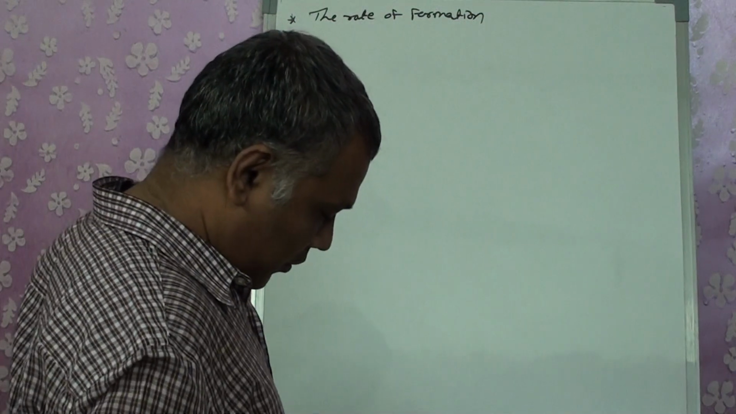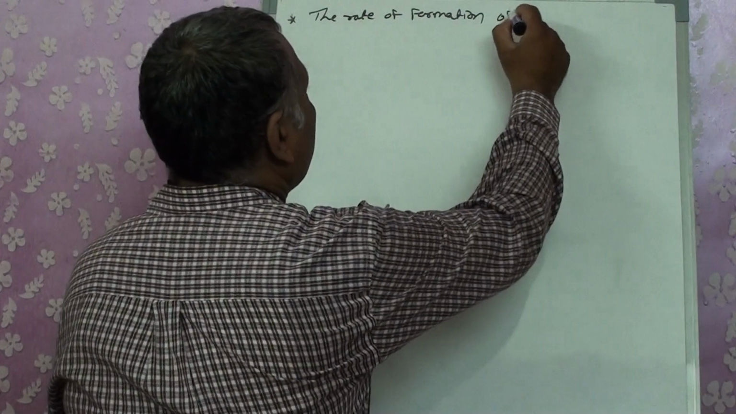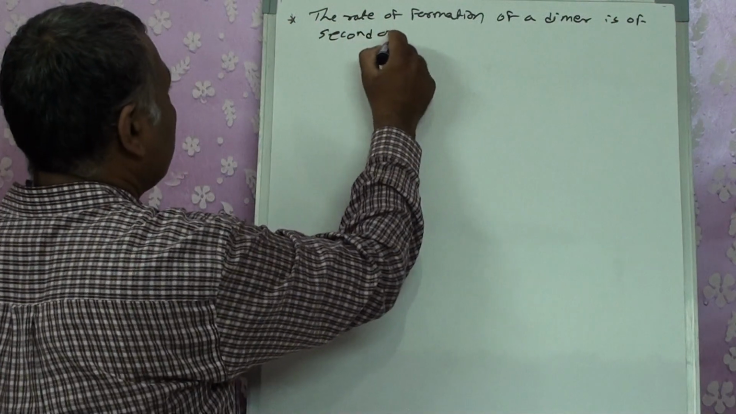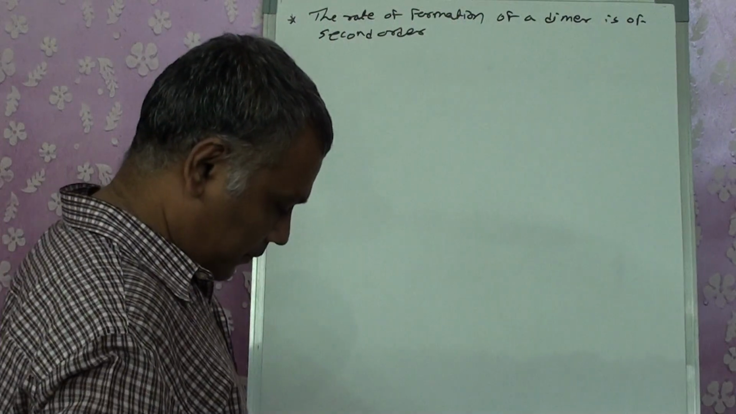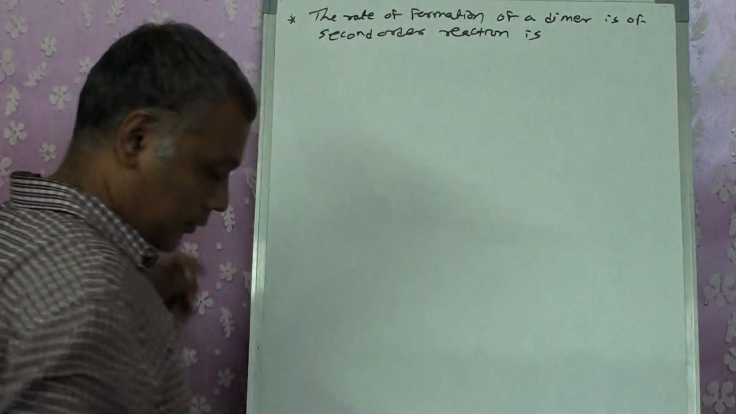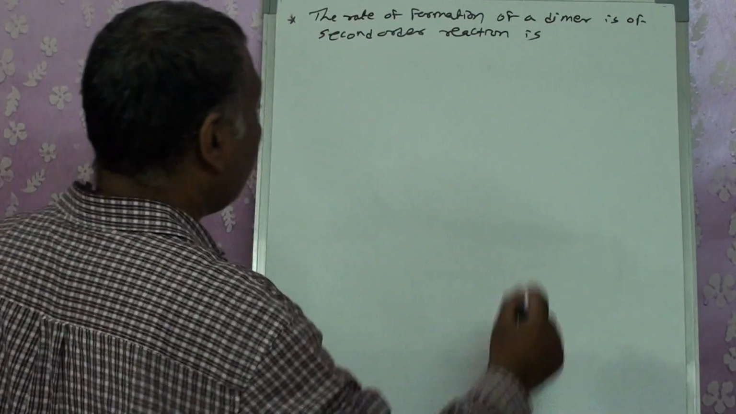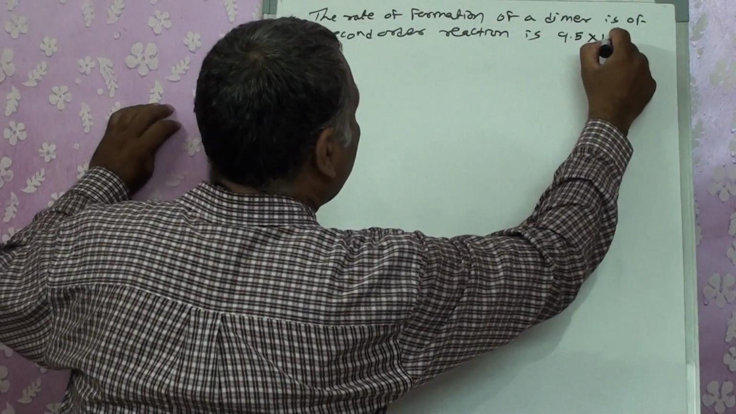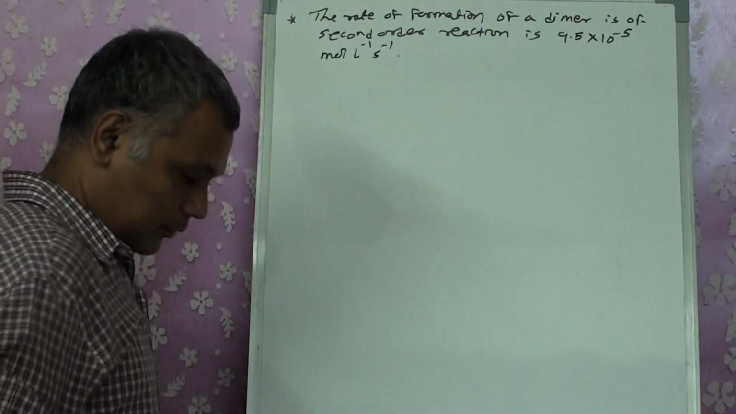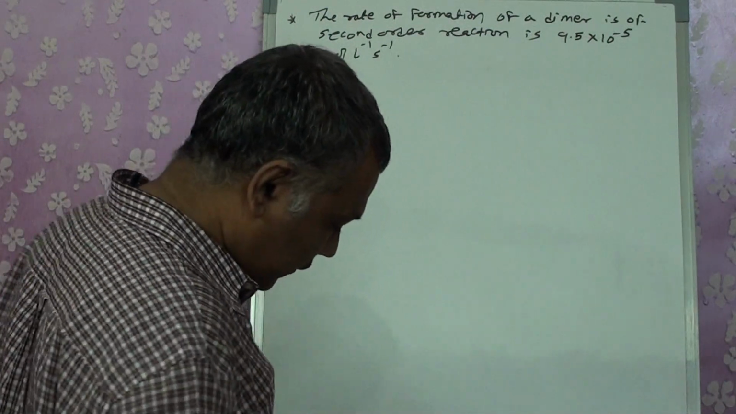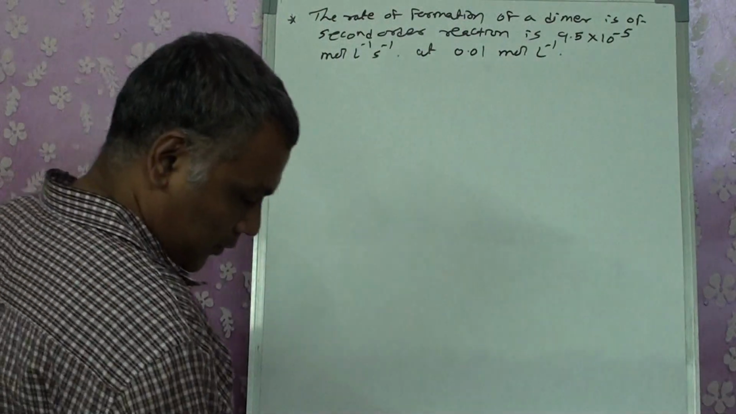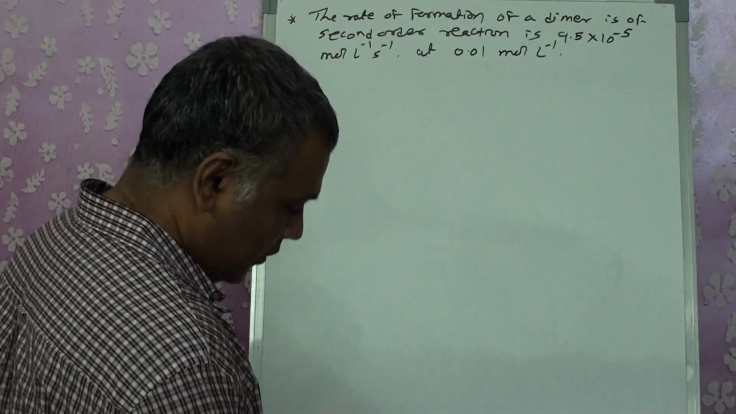of a dimer is of second order. For a second order reaction, the rate is 9.5 into 10 raised to minus 5 mole liter inverse second inverse at 0.01 mole per liter. Calculate the rate constant.